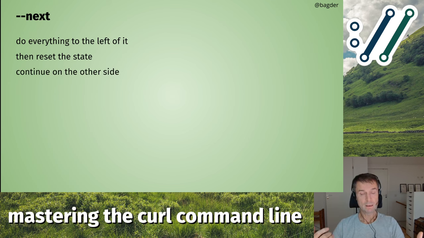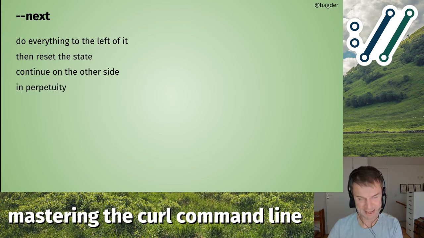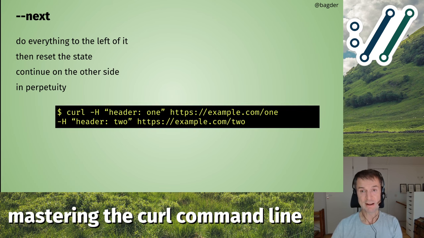For example, if you wanted to add headers to a request, I will get into exactly what that means later, but in this case we can see that it uses the dash capital H option twice, header 1, header 2, and there are 2 URLs. It will add both headers to the request and then send that request to both URLs. So both URLs will get both headers. That's what the dash capital H option does.